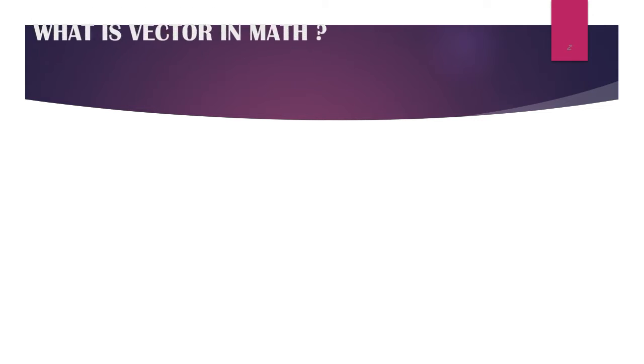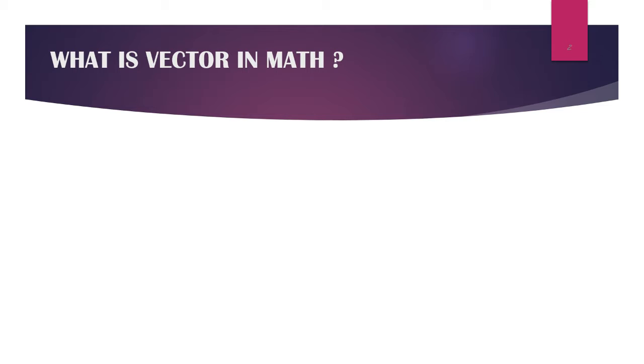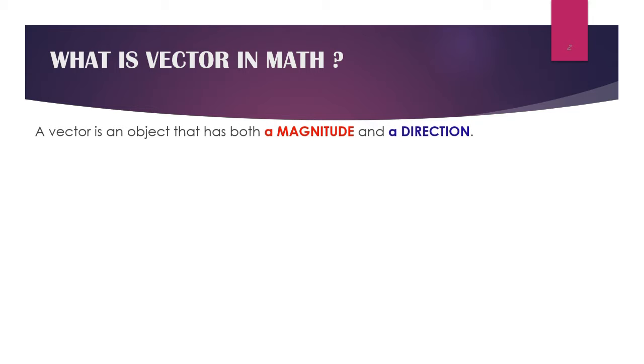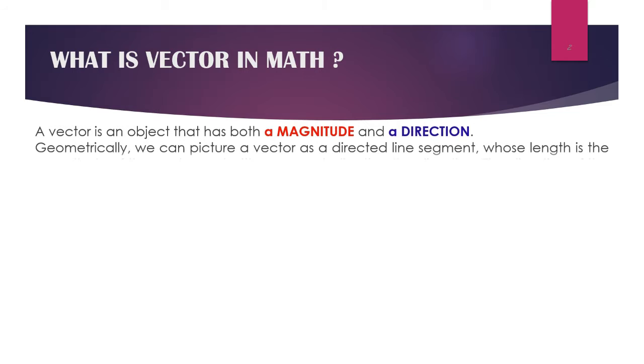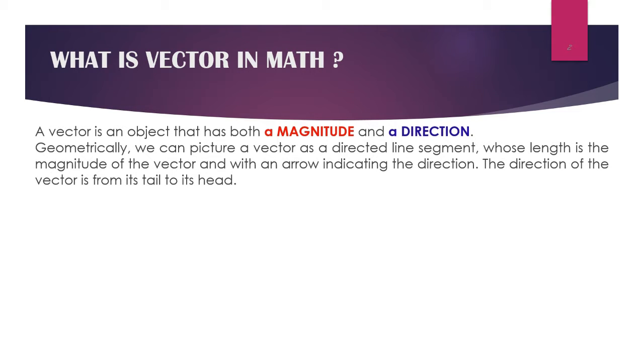What is a vector in math? A vector is an object that has both a magnitude and a direction. Geometrically, we can picture a vector as a directed line segment whose length is the magnitude of the vector, with an arrow indicating the direction. The direction of the vector is from its tail to its head. Look at the diagram, the blue arrow is the direction, upright, and the green color is the magnitude or length of the vector.